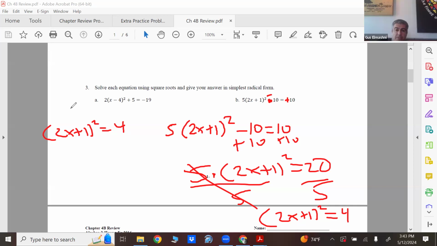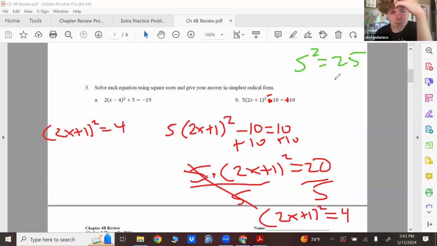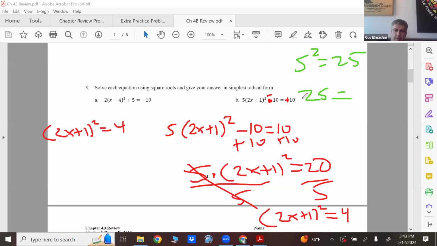We've done this already. So how do I get rid of the square symbol? I was doing this in class the other day. What's the opposite of squaring? Divide? No. What's 5 squared? 25. Okay. What do I have to do to 25 to get back to 5? Divide by 5. Well, you could do that, but what's another way?